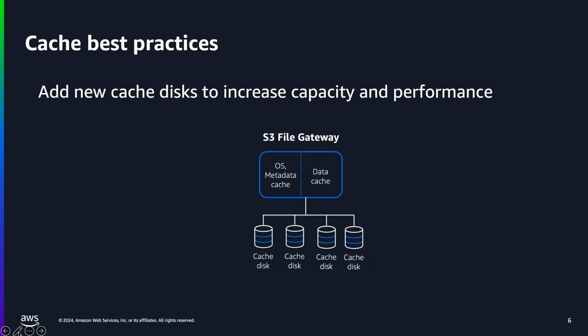When we talk about scaling the cache disks, you want to add new disks to increase the capacity of data cache rather than increasing the size of an existing disk. And the reason we recommend this is because providing multiple disks for the gateway will improve write performance through parallelizing access to the data, which leads to higher IOPS.